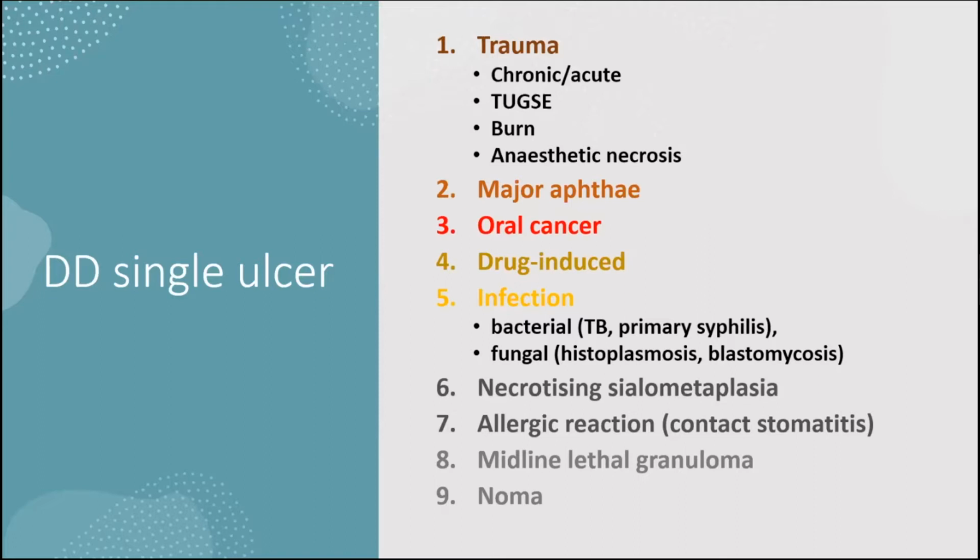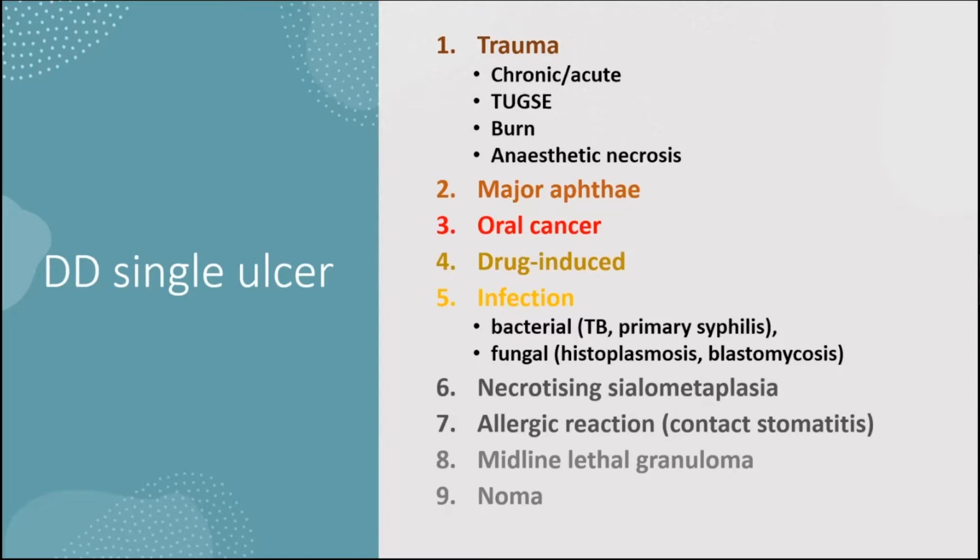It could be fungal, much more rare, of course, like histoplasmosis and blastomycosis. They can cause single ulcers, especially on the tongue. Necrotizing sialometaplasia, usually on the posterior third of the buccal mucosa near the retromolar area, is a quite rare condition. Allergic reactions like contact stomatitis, especially to foodstuff and sometimes to toothpaste and mouthwashes. Usually in that case the ulcers are multiple, but very rarely they can be single.